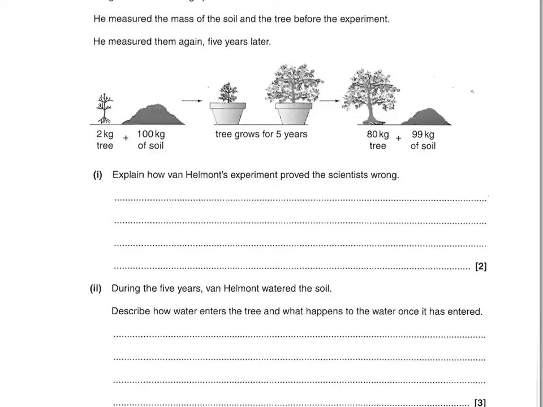So the first mark is the idea that there's not enough mass or materials or substances lost from the soil to supply that gained by the tree. And the second mark is for a calculation, so the idea that the soil lost 1 kilogram but the tree gained 78. Or you could say the total mass changed from 102 kilograms to 179 kilograms. Or you could say if the scientists were correct, then the soil would have been 22 kilograms. Or you could say that the tree has gained 77 kilograms from somewhere else, not the soil. So those are ideas you need to be putting in there for those 2 marks.